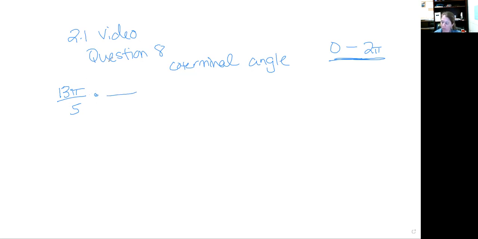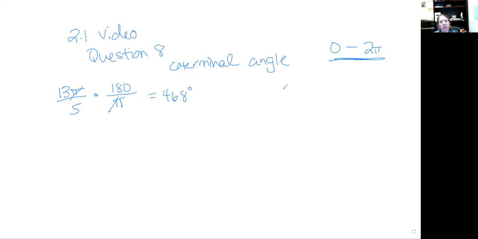Anytime that you want to change a radian to a degree, you have to get rid of the radian measure, and we do 180 over pi. And this works every single time. There were numerous questions on the quiz going over this, and I think most of you guys got that correct. So we do 13 times 180, which is 2,340, and we divide that by 5, and that's going to be 468. Okay.